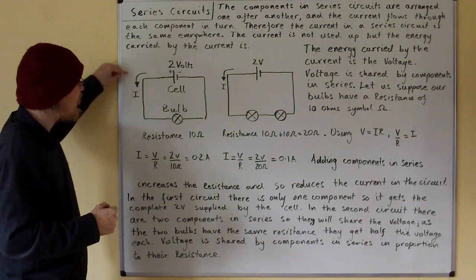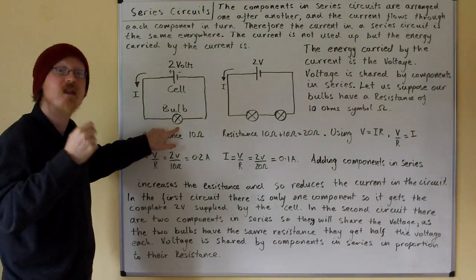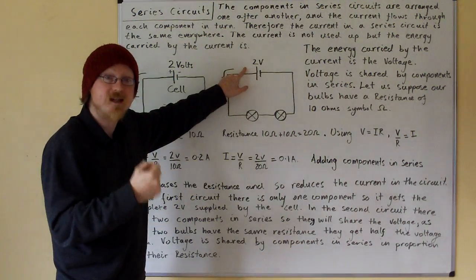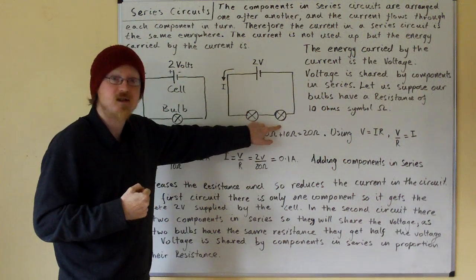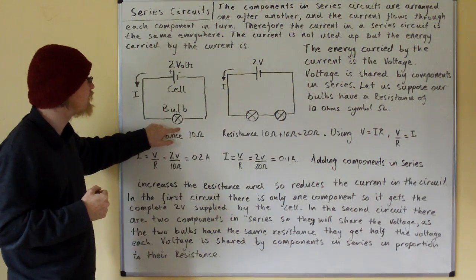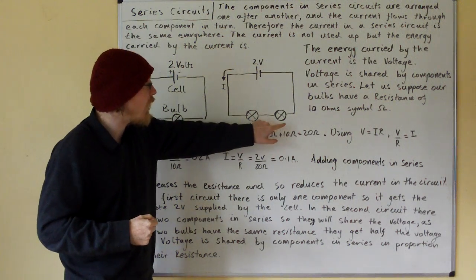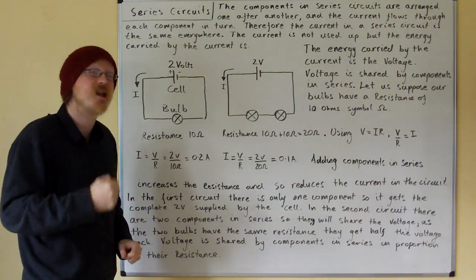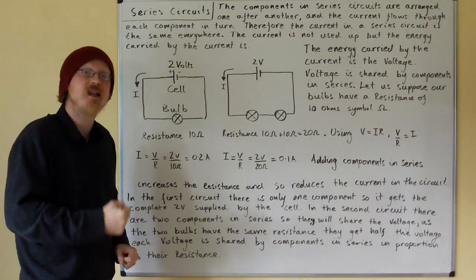Now, as the current comes round, because there's only one component, there's one opportunity to eat sweets. Here, you've got 2 sweets again for every coulomb, but you've got 2 opportunities to eat the sweets. So here you have to eat both sweets at once, and here you get to eat 1 sweet and then go on and eat another one later. The energy carried by the current is the voltage. Voltage is shared by components in series.